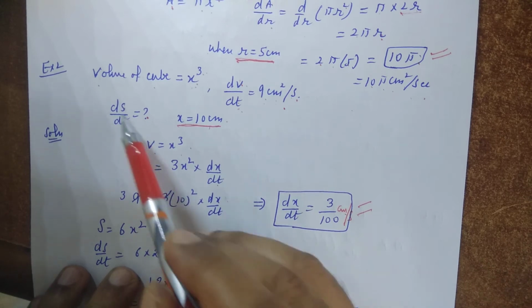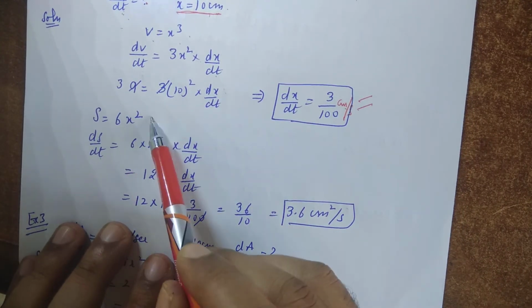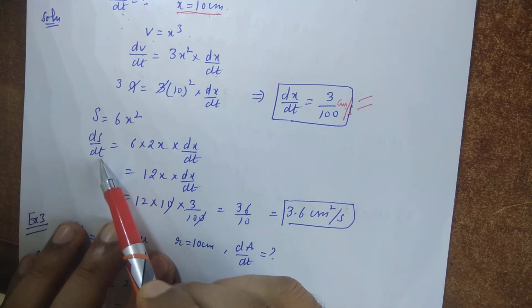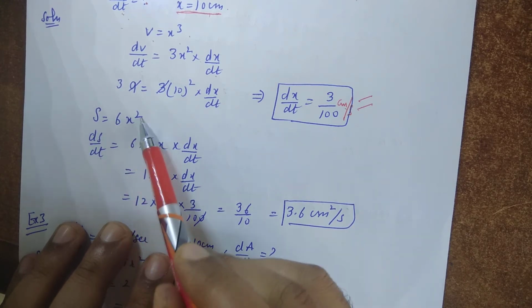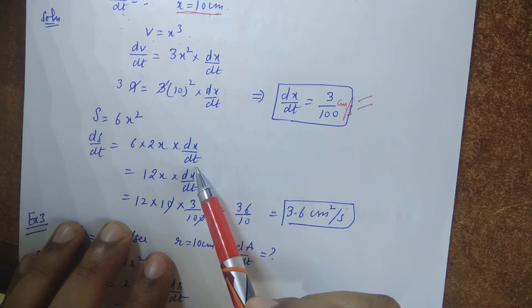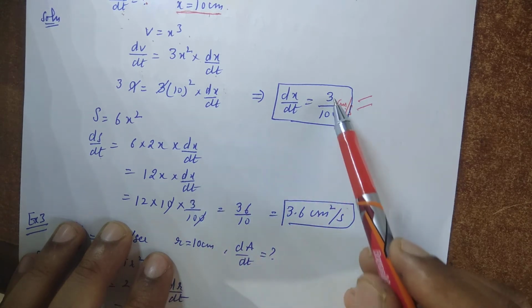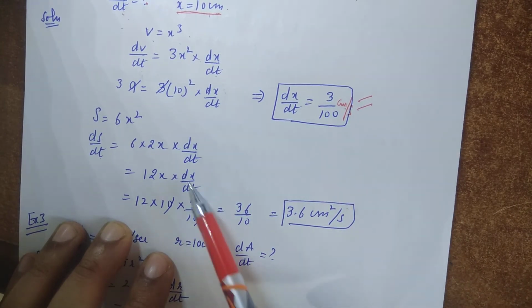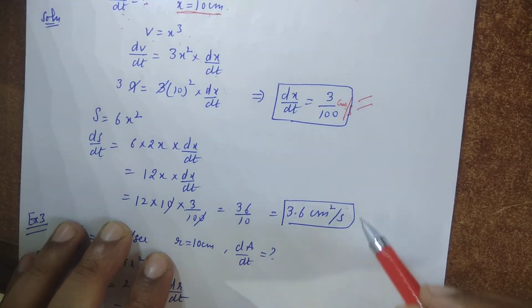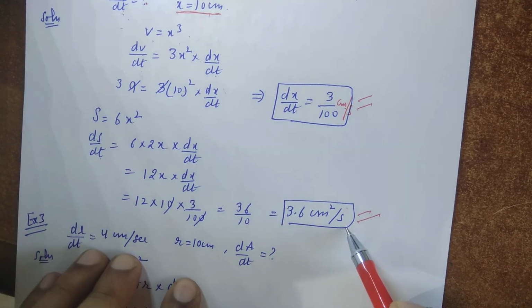Now I have to find out rate of change of area with respect to time. I have to find out dS over dt. We know that surface area is equal to 6x square. Now dS by dt is equal to derivative of 6x square, this is 12x, times derivative of x, dx by dt. So this is 12 times the value of x, which is 10, and dx by dt, this is 3 over 100. Clear? I have substituted the value, solve it, and it is 3.6 centimeter square per second. This is the net answer.